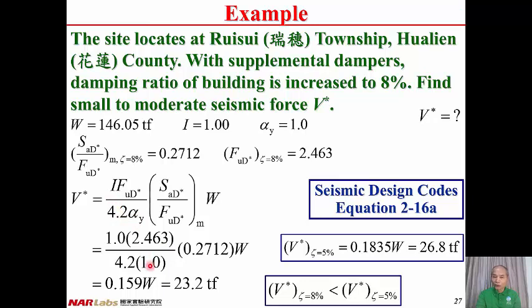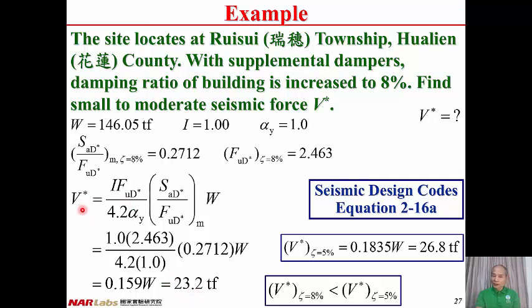equal to 1.0. And the modification of the ratio between SAD star divided by FUD star equal to 0.2712. And then times W. V star equal to 0.159 W. And after substituting W into this equation, then we can have V star equal to 23.2 ton-force.